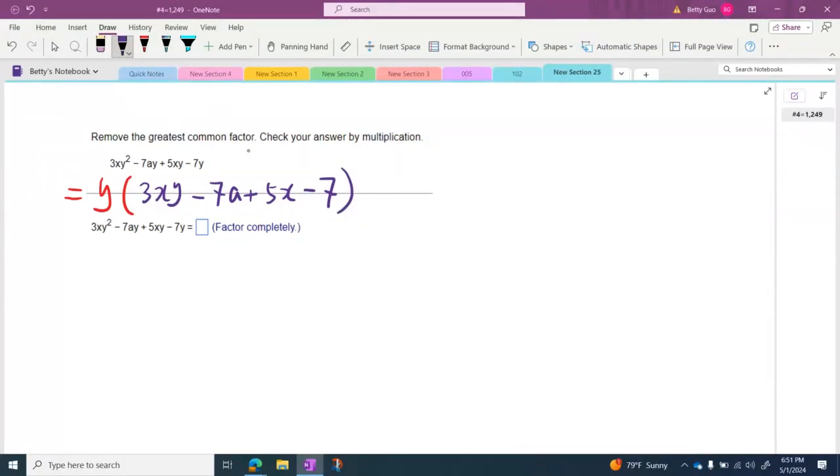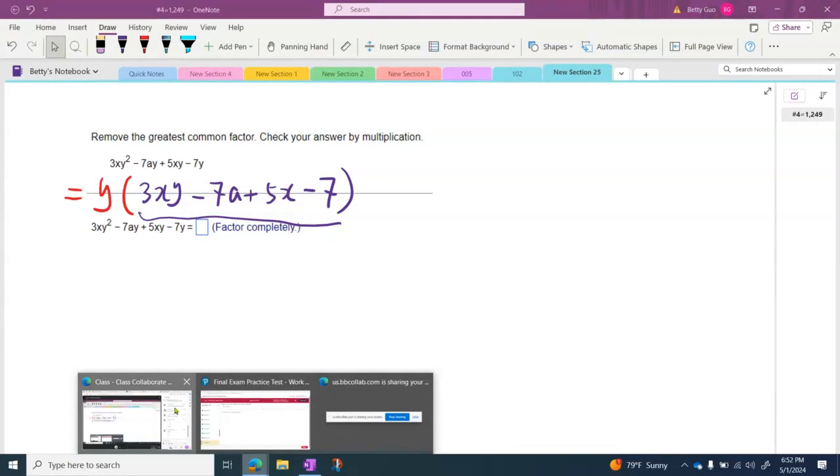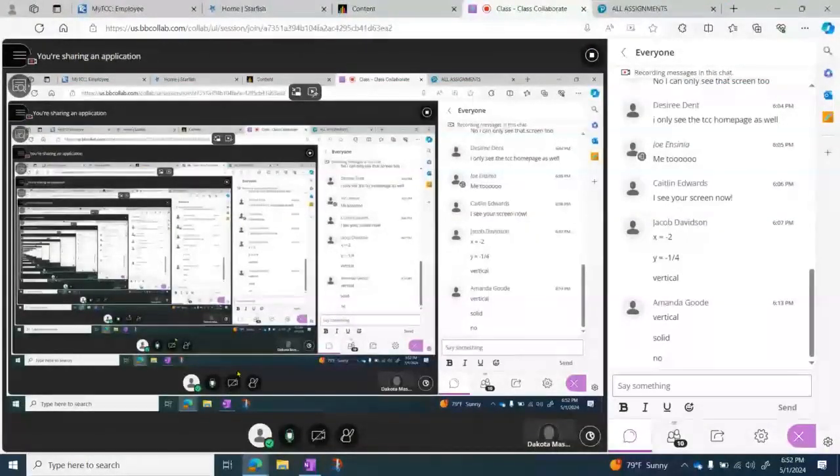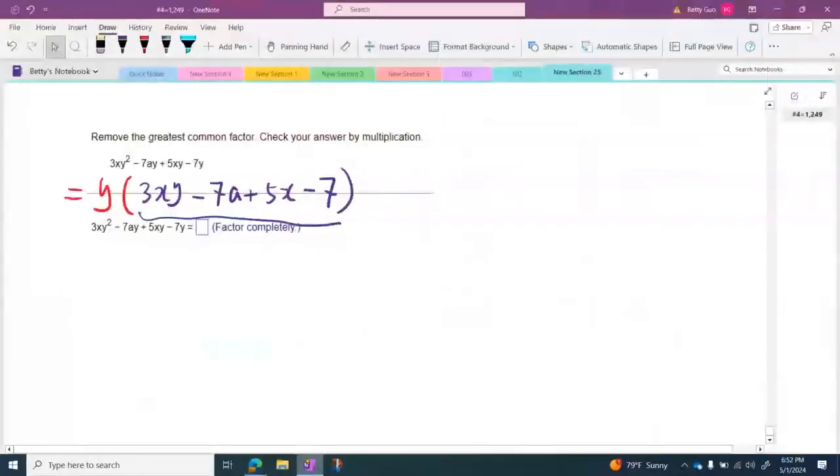All right. Let me see. Can we continue to factor this polynomial by grouping? We can't. You would just leave that like that. Yeah, I agree, Amanda. So that's going to be the answer.